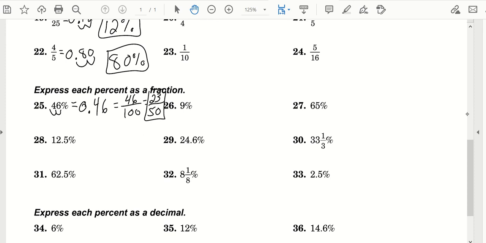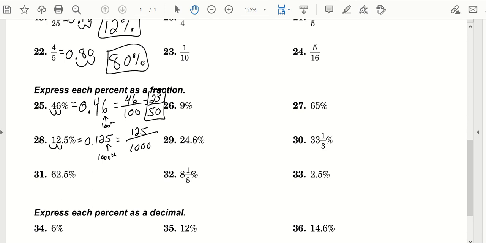All right, this one, number 28 here. Again, slide your decimal over 2 spots, 1, 2. So this is equal to 0.125. So now, do we put this over 100? No, we put the previous one over 100 because 6 was in the hundredths place. On this one, the furthest place to the right is the thousandths place. So we're going to put 125 over 1,000.